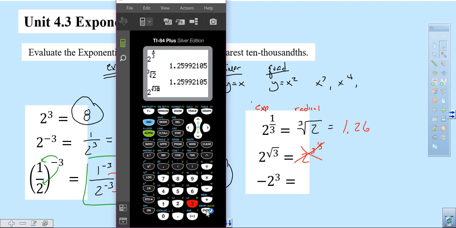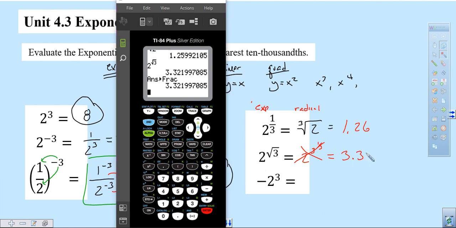We'll hit 3, enter, and so in this case here, oh, and I told you, remember, always check to see if it's a fraction. So hit math, choose number 1, enter. And so that doesn't change, so we'll call that 3.32.